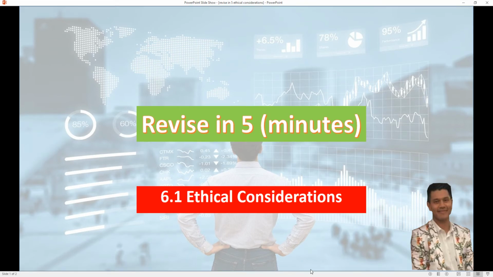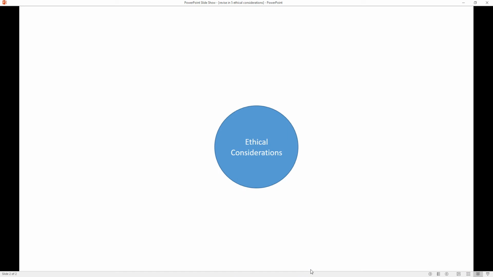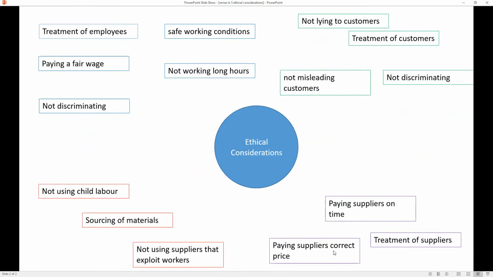Okay. So when you look at ethics in the OCR Business course, the first part is you need to look at what the considerations a business might need to take into account when making decisions. So basically, how they can be ethical or unethical, okay? So I've categorized this into 4 main areas, okay? So let's first look at the treatment of employees, okay?